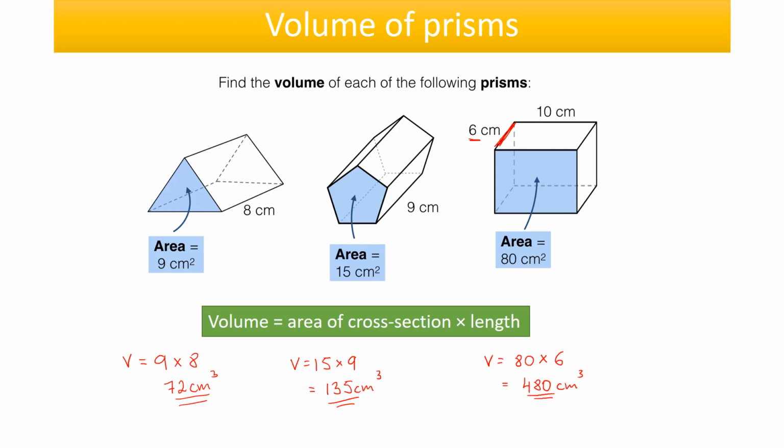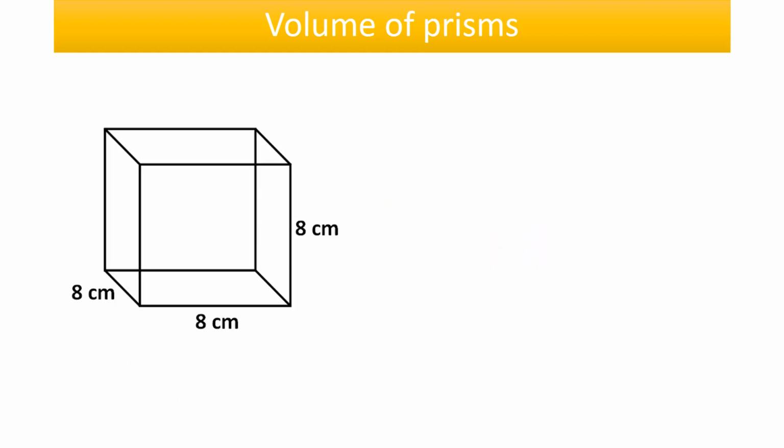So you see, when you have the area of the cross-section, working out the volume is pretty straightforward. But now we're going to look at how to work it out when the area of the cross-section is not given and we need to work it out ourselves. So we're going to start with a very simple shape, which is a cube. A cube is unique in the way that all the faces are the same.